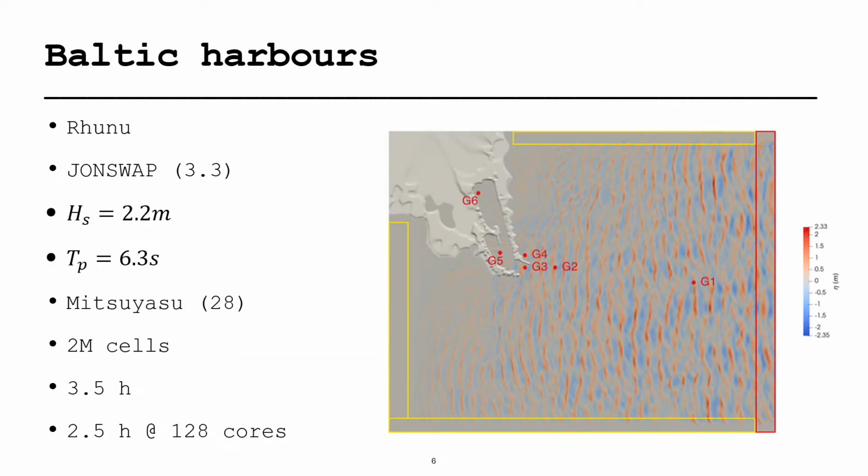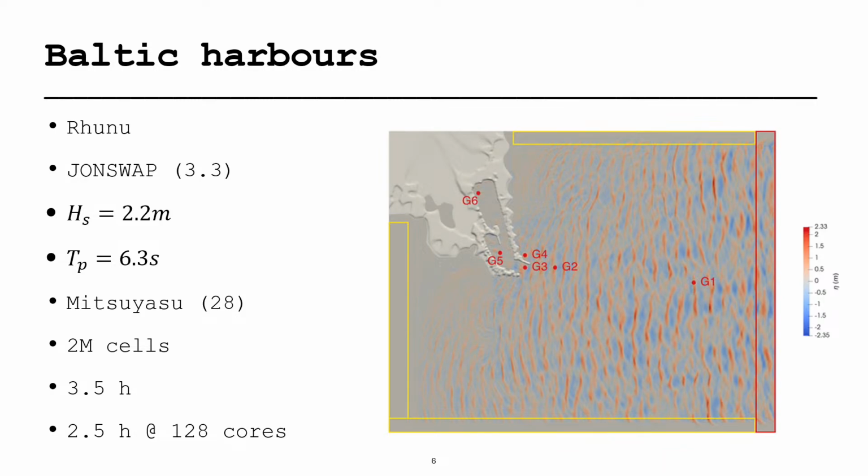This is the old harbor layout. As you can see, we have two breakwaters surrounding the harbor, and then an intermediate breakwater in the middle of the harbor. That is where the ferry terminal is located.